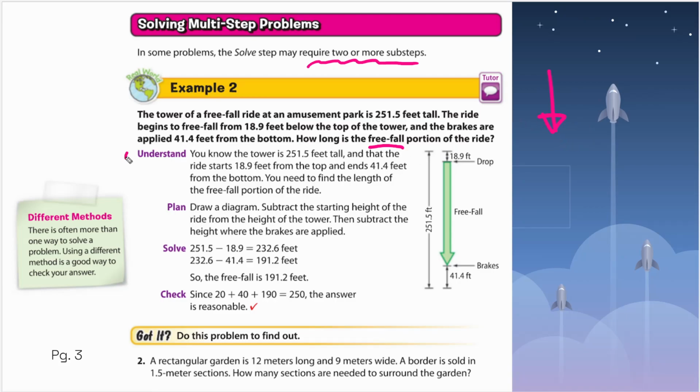So what do we know? Step number 1. Well, the tower is 251.5 feet tall. We know that the ride doesn't go up to the very, very top of the tower, though. It stops at 18.9 feet. And then it brakes at 41.4 feet, which means you're no longer in free fall because something is slowing you down.